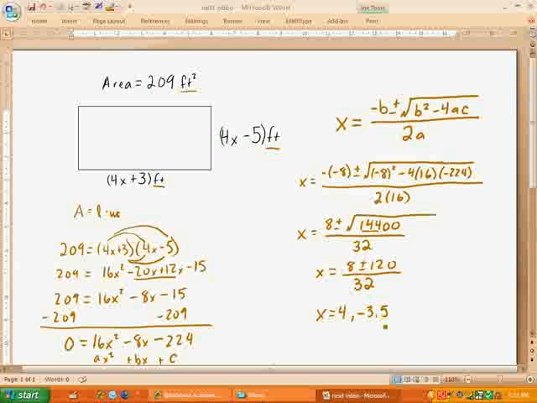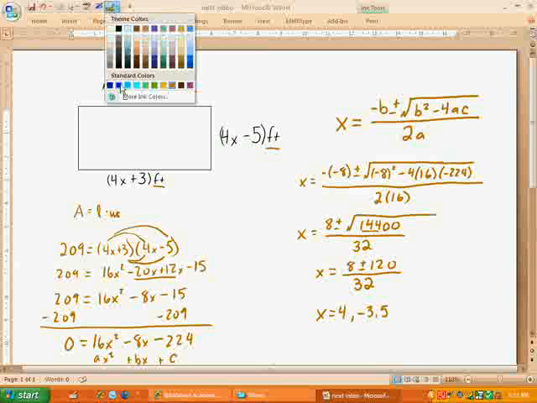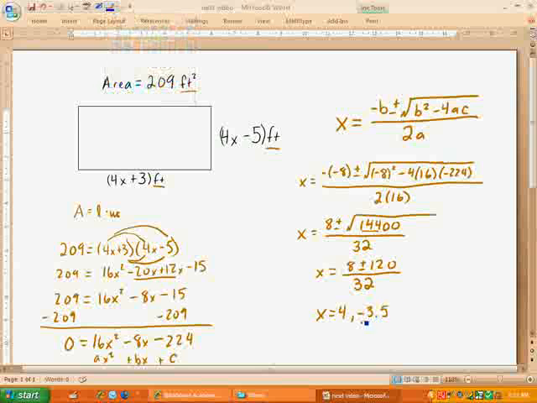And so those are my two answers, but I look at my problem here, and if I try negative 3.5, if I put that in for x here, or if I put it in for x there, I end up getting a negative length. And negative lengths don't make any sense. So I'm going to go ahead and we're going to cross that one out. And we're going to say that our final answer is that x equals 4. You could obviously plug that in here for x and make sure that that really gives you 209. But there's our answer.